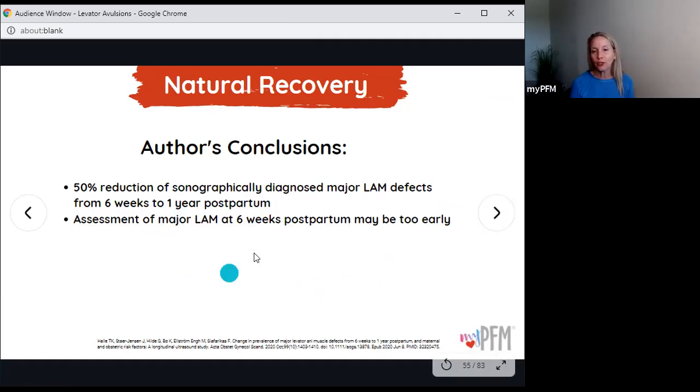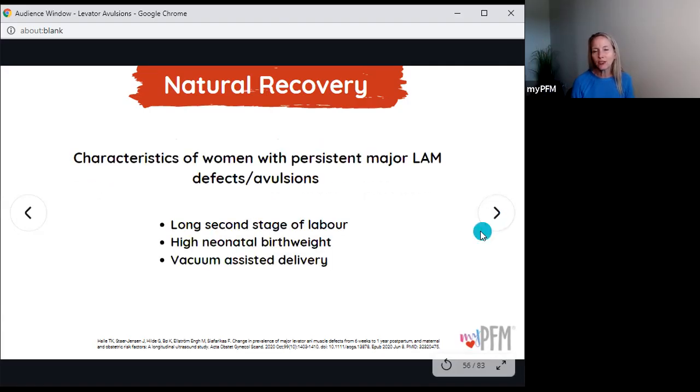And so this author is saying assessment of major levator ani muscle avulsions at 6 weeks postpartum may be too early, because if 50% are being reduced just naturally by 1 year postpartum, is it too early to be providing interventions? We're going to talk about that concept in a few slides, but I think, again, there's not a conclusive answer. Characteristics of women with persistent major levator ani muscle defects and avulsions: longer second stage of labor, higher neonatal birth weight, and vacuum assisted delivery.